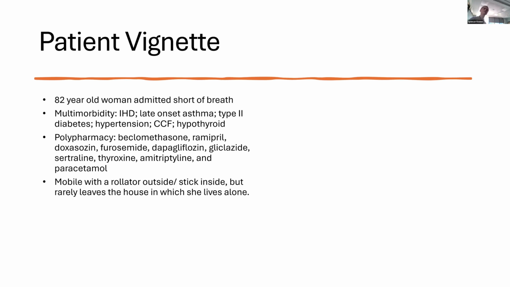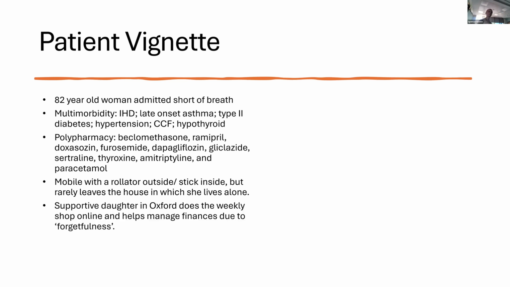And in terms of her functional state, she's mobile with a rollator frame outside, a stick inside, but she rarely leaves the house in which she now lives alone. And her daughter is increasingly supporting her from afar. I chose to put the daughter in Oxford. The weekly shop online is done by the daughter, and she's also increasingly helping to manage things like finances because of what she reports as mum's increasing forgetfulness.